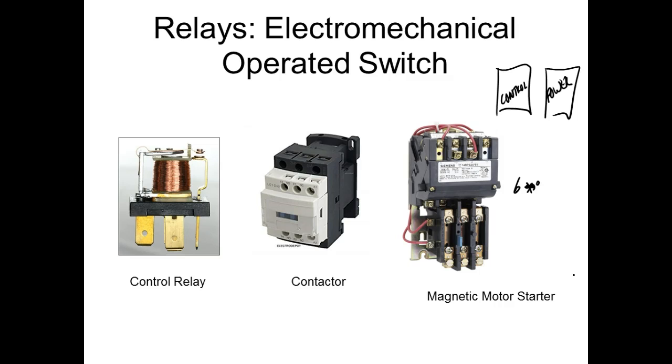These are contacts that are closed when the relay is not energized. And then we have normally open contacts, which only close when the relay is energized. Right? So when you energize it, your normally closed contacts are going to open, and your normally open contacts are going to close.